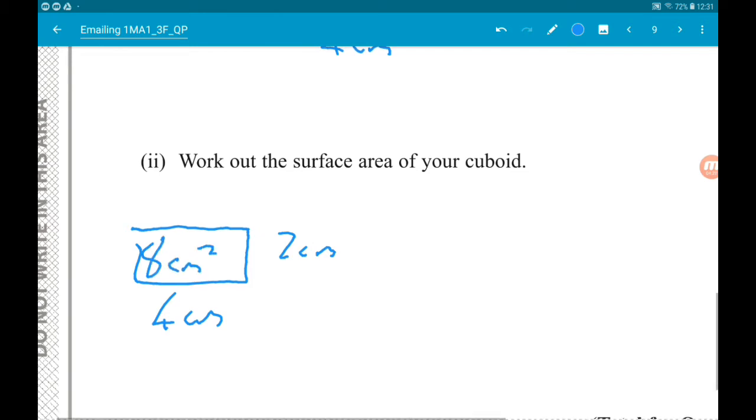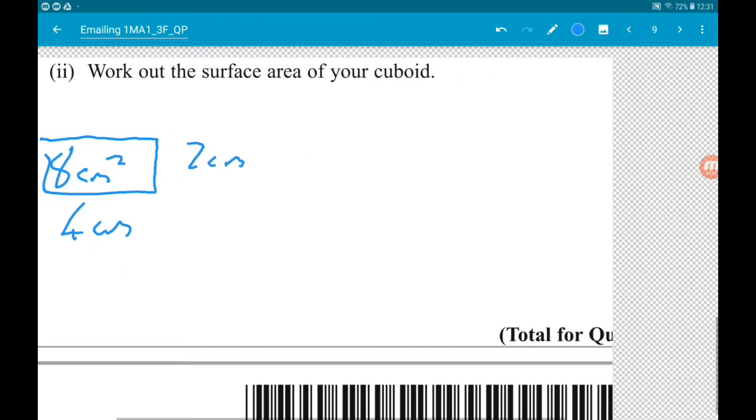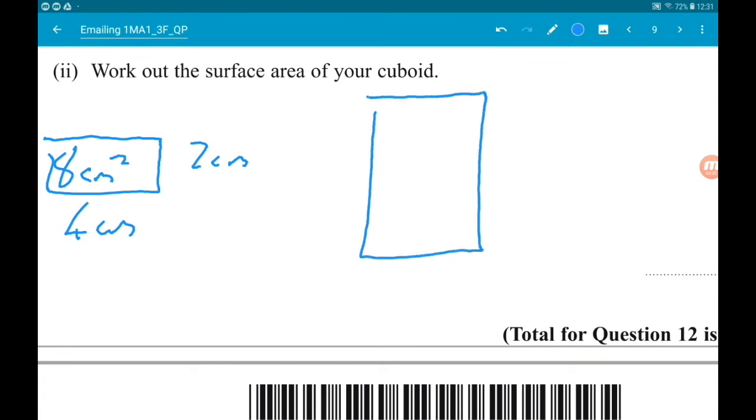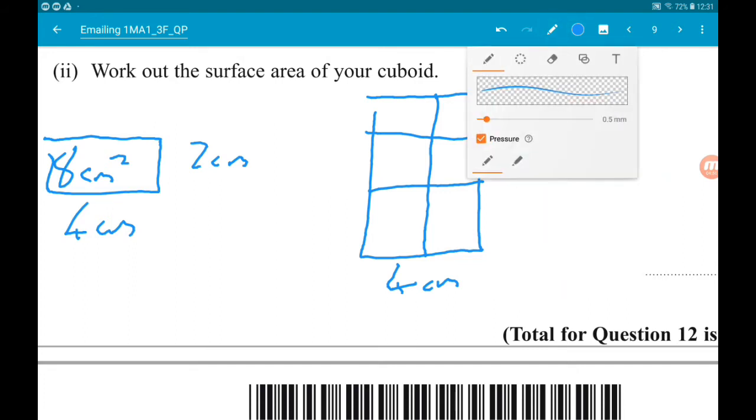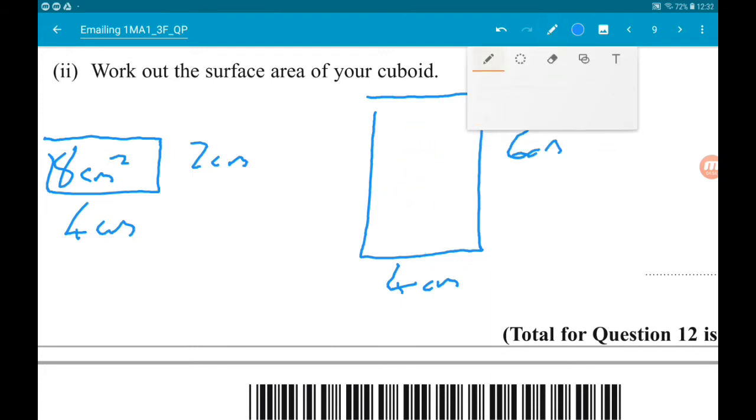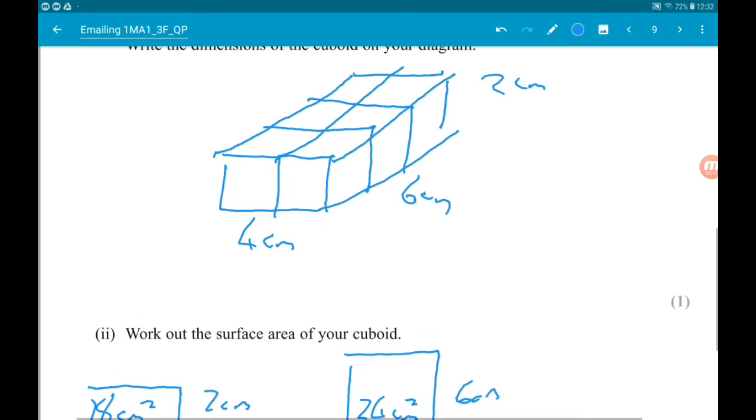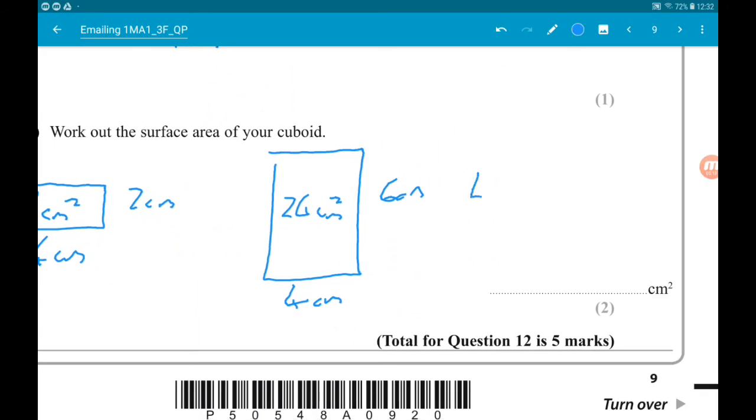The top is 4 by 6. So the area of the top and bottom faces is 4 times 6, which is 24. And then the other face that we have is 2 high, 6 long. So those are 12 centimeters squared.